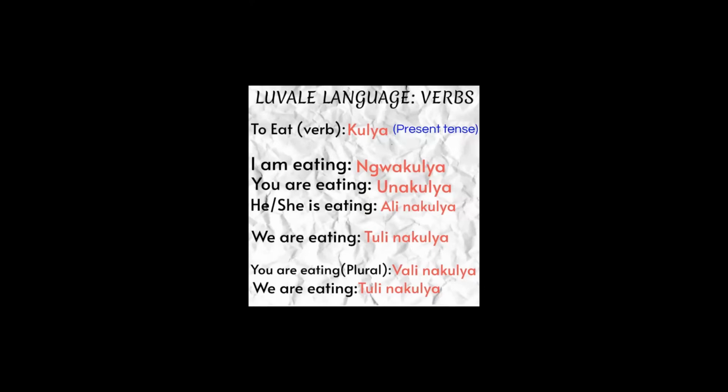So then he or she is eating. Anakulia, alinakulia. Then we are eating. Tulinakulia, tunakulia, twakulia. So they are eating, valinakulia. That's why that changes. Valinakulia. Then you are eating, plural, munakulia, mulinakulia. Can you say like mwakulia? Yeah, mwakulia or mulinakulia. That's correct.